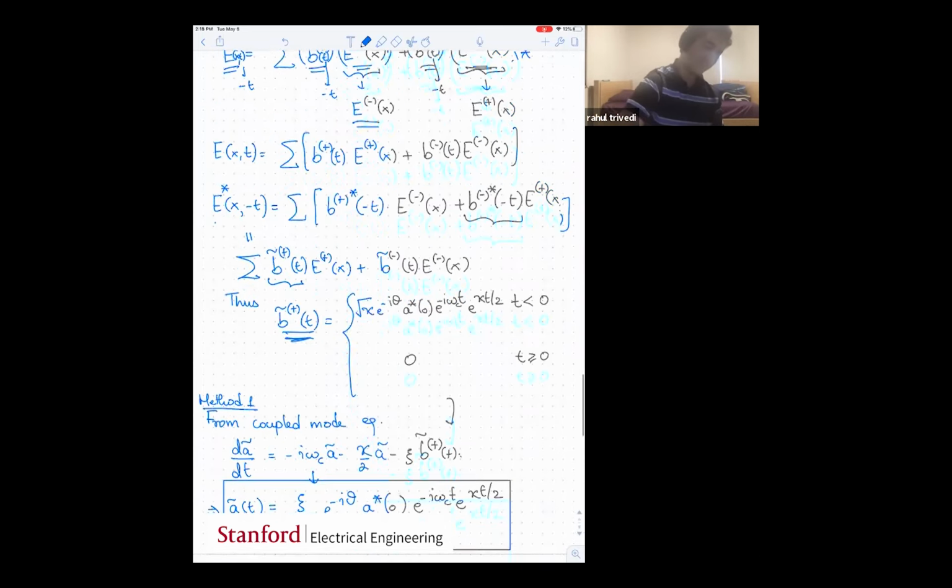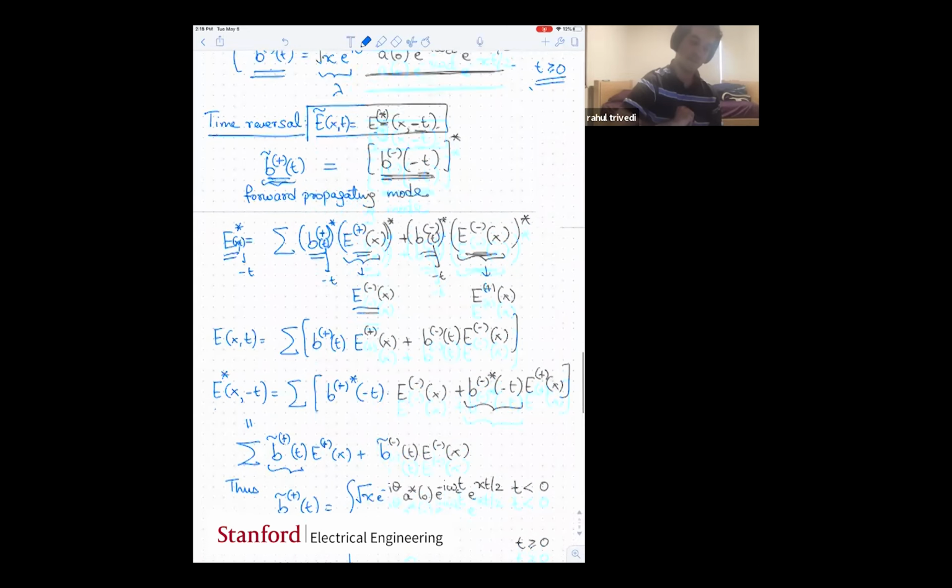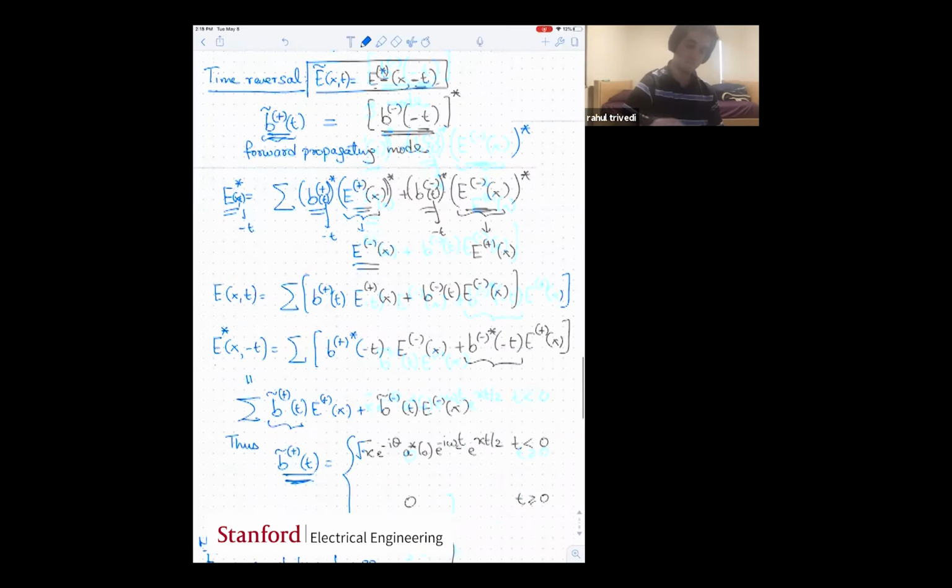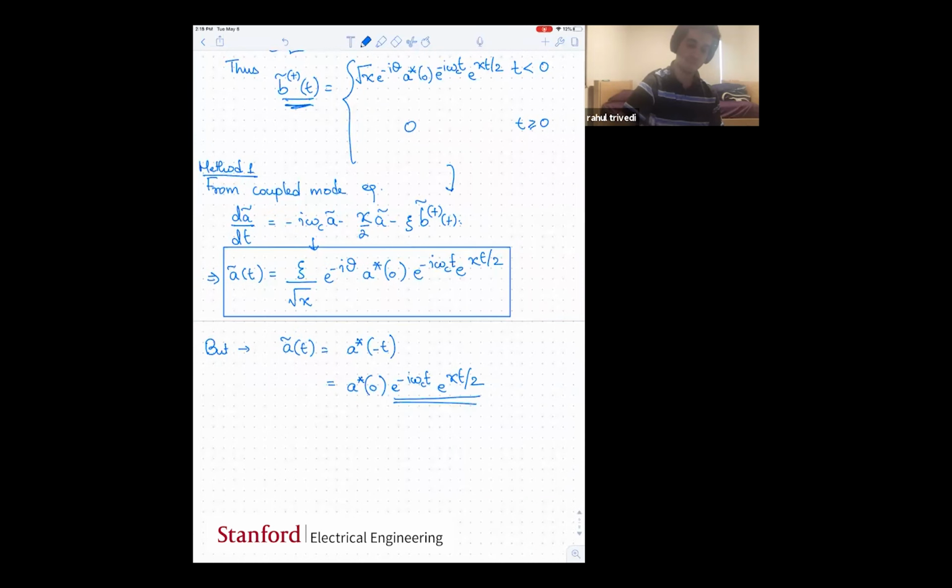So a of t is equal to this decaying exponential here. So its time reversal is going to be a growing exponential, which is what I've written here, right? Which is just this expression simplified. And this is what we get by solving the coupled mode equation with the time reversed waveguide amplitude. Okay. Any questions here? So if my system is time reversal symmetric, these two have to be equal.